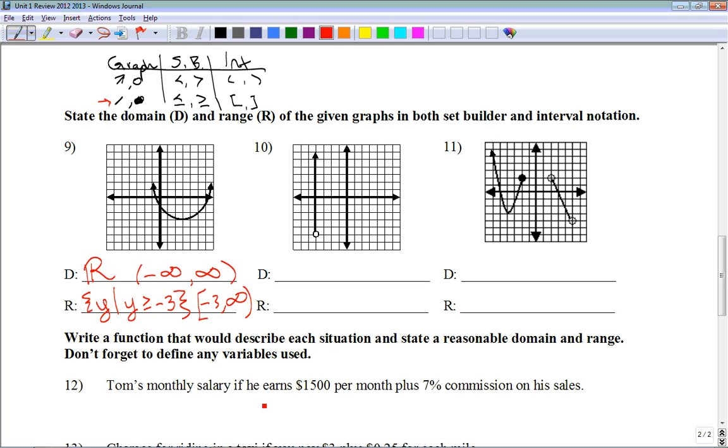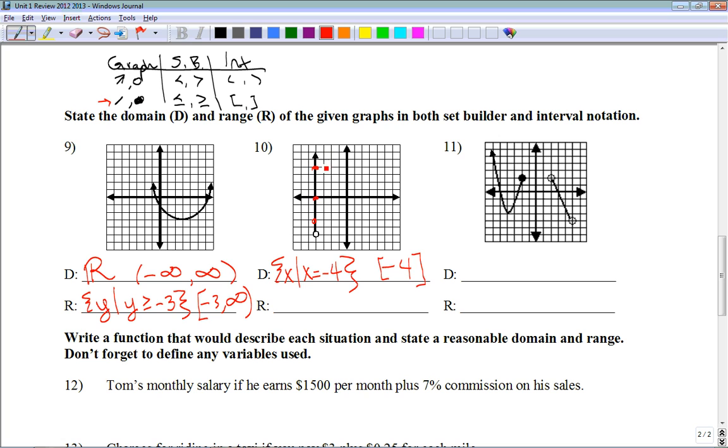On number 10, this one's a little bit different. It's just a vertical line here. So for our domain, it doesn't matter what value, what point we pick on our graph. The x value is always -4. So for the domain, we could say the set of all x values where x is equal to -4. And for interval notation, we won't say, like here we have -infinity to infinity or -3 to infinity. We're not going from one number to a different number. It's always -4 and it's always equal to -4. So we'll just put -4 inside some brackets.